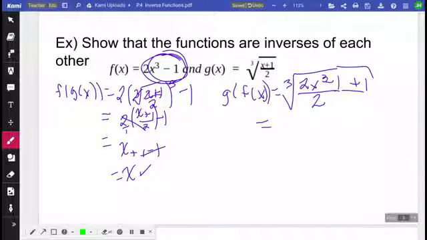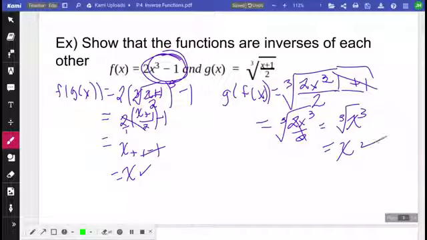All right, so then I'll simplify it. My plus 1 and my minus 1 cancel. Okay, so I would have the cube root of 2x cubed over 2. The 2's cancel, leaving me with the cube root of x cubed, leaving me with just x. So those little check marks just say I verified it.